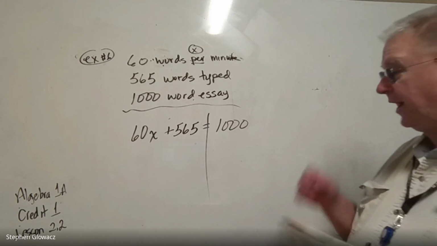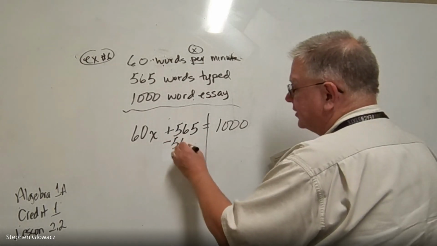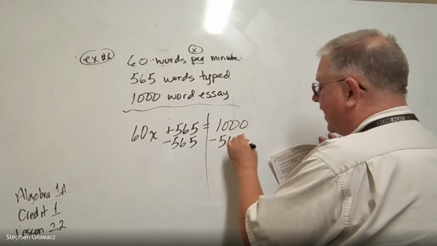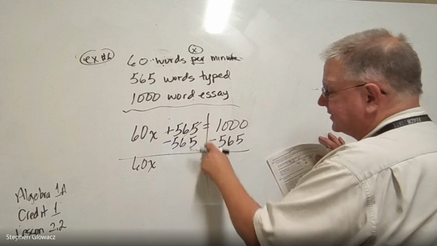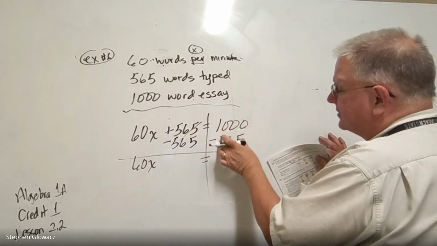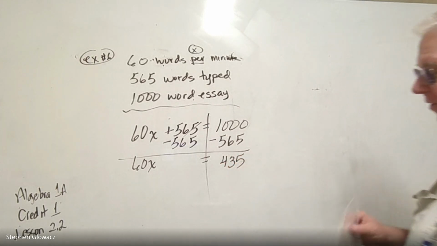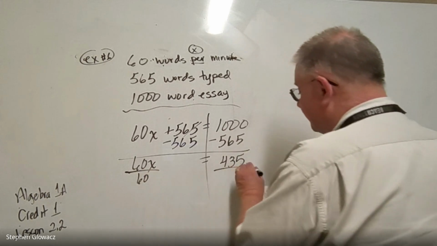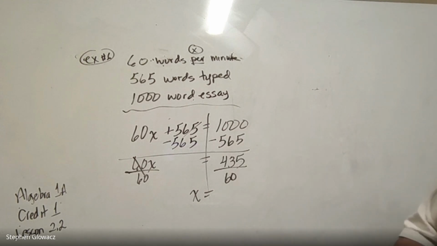So now we have our equation set up, and now to solve it, just 2 steps. First step, we deal with our addition and subtraction. We have a positive 565, so we're going to subtract that to both sides. We have 60x equals, 565's cancel out, equals 1,000 minus 565, which is 435. And then our final step, X is being multiplied by 60. So we divide 60 to both sides. And 435 divided by 60, let's just confirm that on the calculator.